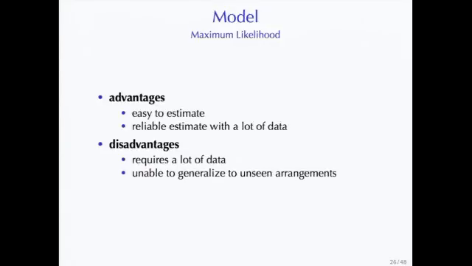The advantages here are that it's easy to estimate. Given a lot of data, you're going to have a pretty reliable estimate. The disadvantage here is that, well, it requires a lot of data to get those reliable estimates. And secondly, more importantly, it's unable to generalize to novel arrangements, right? So if I've only observed 10 blue links with no advertisements, that tells me nothing about the transition probabilities for 10 blue links with 4 advertisements, because the dimensionalities of the matrices are completely different, and it just doesn't make any sense.